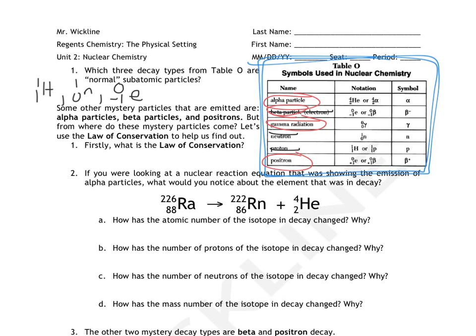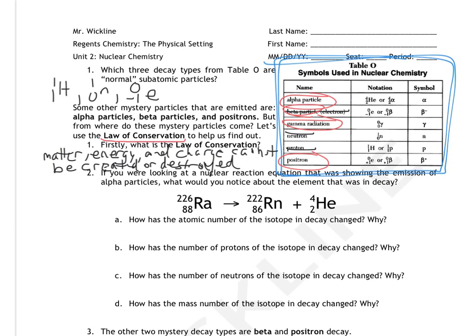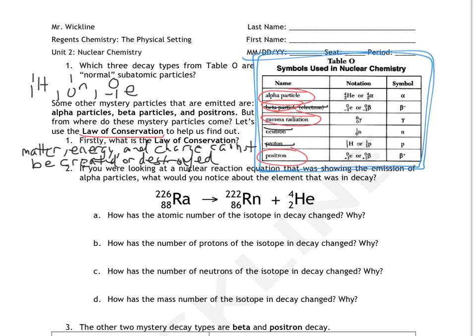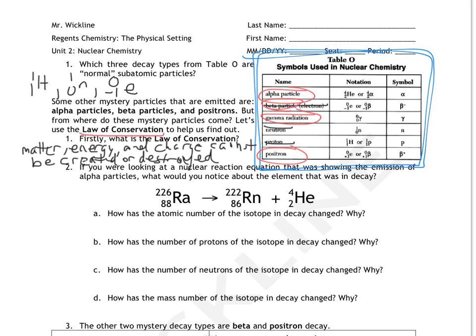We're going to use the law of conservation, which is something we practiced in, I believe, last night's lesson to help us find out. So firstly, what is the law of conservation? So what I wrote in was that matter, energy, and charge cannot be created or destroyed. So if you were looking at a nuclear reaction equation that was showing the emission of alpha particles, what would you notice about the element that was in decay?